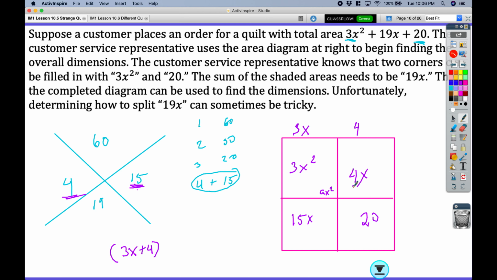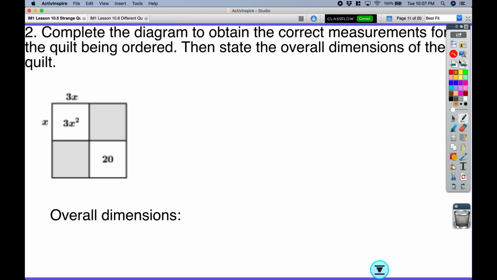And my next one now, what we're going to do is pull them out this way. And I'll go ahead and do that in orange. So if I look at 3x squared and 4x, I know an x is factored out, it's divisible by. And I know when I look at 15x and 20, I can divide both of those by 5. So then my next one would be x plus 5. Okay, now good news, you could always use FOIL here to double check your answers to make sure you're doing it correct, okay? So let's go ahead and complete the diagram to obtain the correct measures.